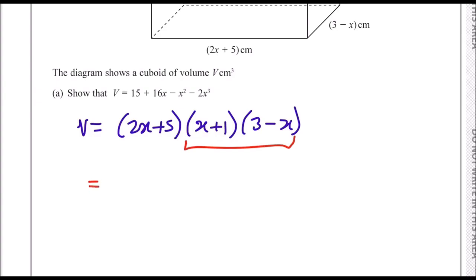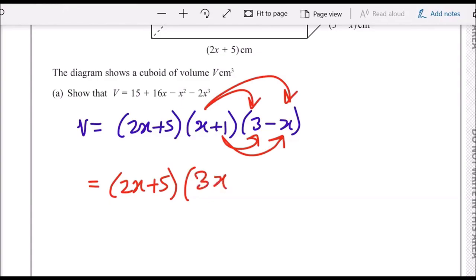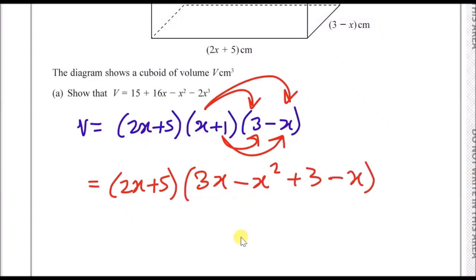So we're going to go ahead and leave 2x plus 5 alone. So to expand this side, let's multiply it term by term, yeah? So we can say x times 3, x times minus x, 1 times 3, and 1 times minus x, okay? So when we do that, we're going to have a 3x, x times x is minus x squared, plus 3, and then 1 times minus x is minus x. And then go ahead and simplify this, yeah?